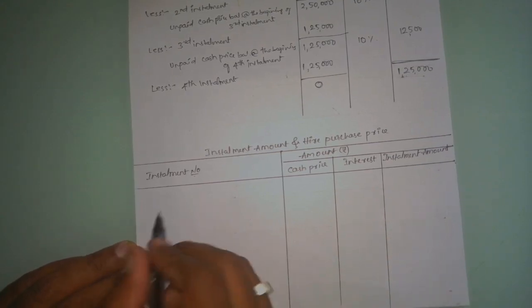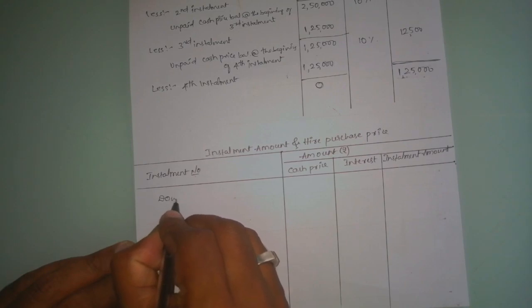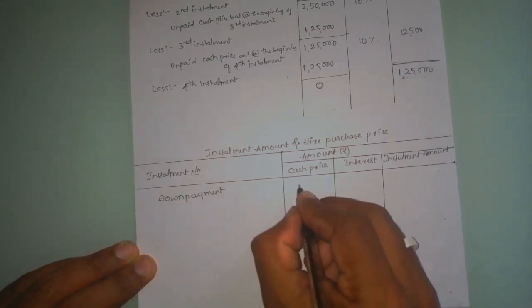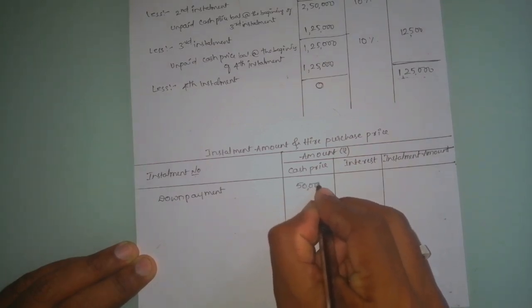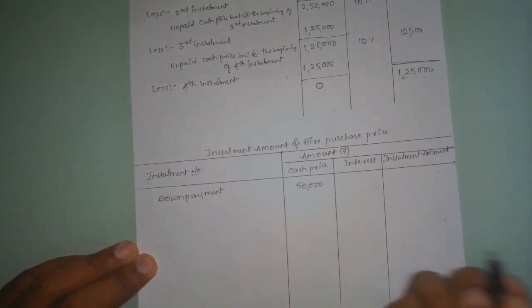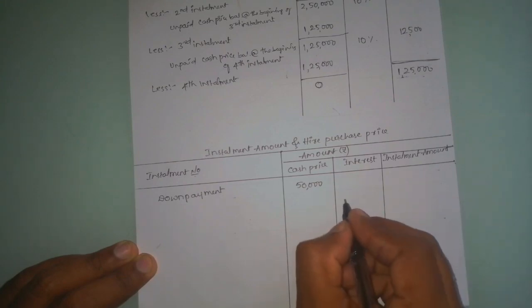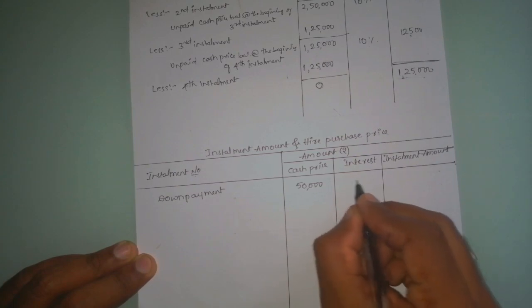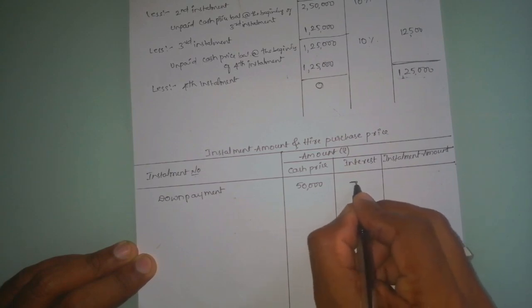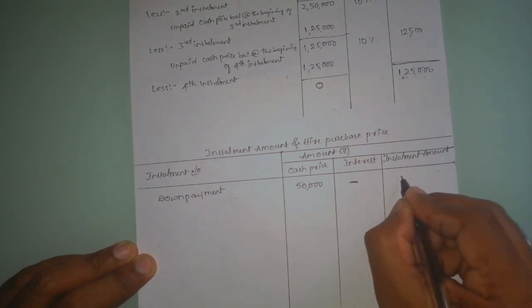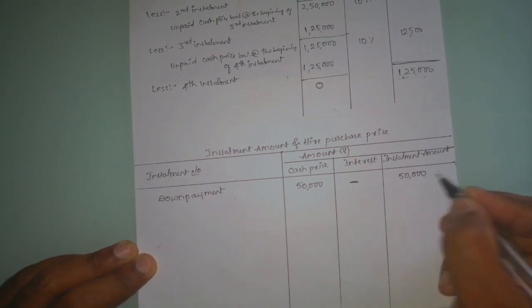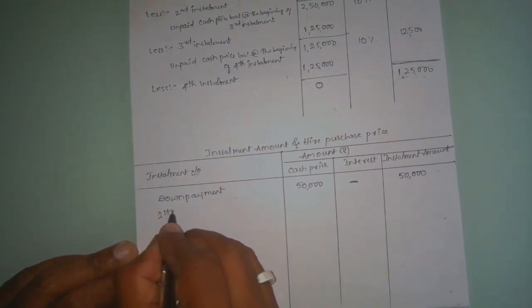So the first you pay is the down payment. Down payment, how much? 50,000, right? So the 50,000 down payment is to be paid when the machinery is taken. Clear? On the down payment there is no interest. Total installment means the total down payment is rupees 50,000. After that, first installment.